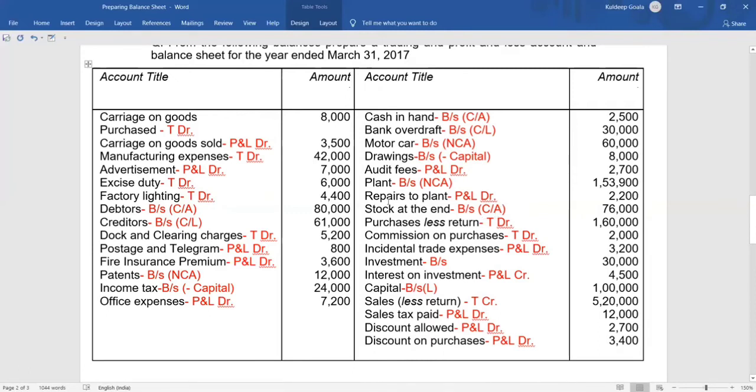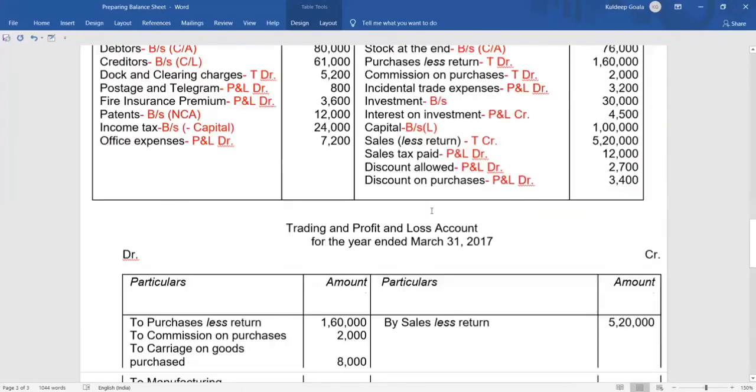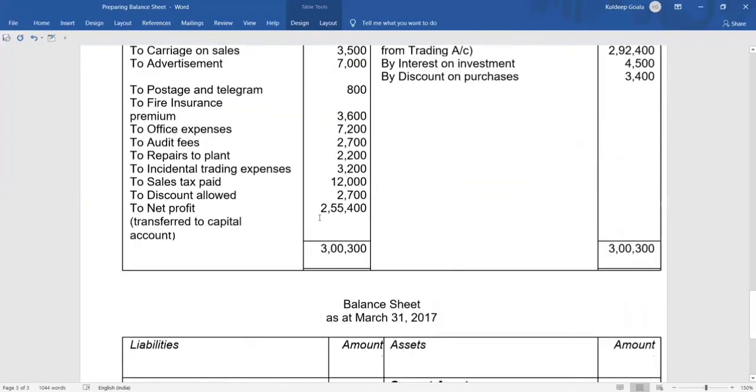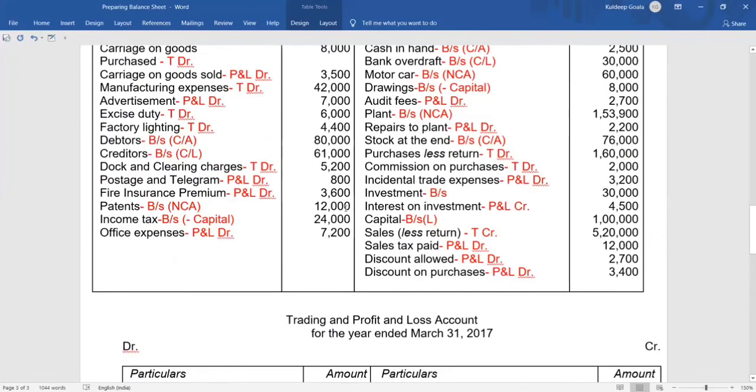Before that, other liabilities will come. So what is there on the balance sheet liability side here? Creditors 61,000. But before that, bank overdraft should be there because it is paid first. Bank overdraft was 30,000. So in the liability side, bank overdraft follows as the first item, 30,000. Then after that, creditors. Creditors how much? 61,000. So it will come here, creditors 61,000.